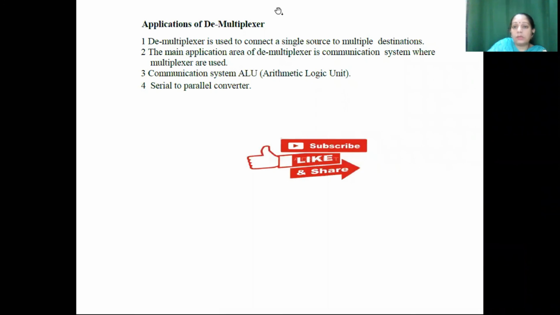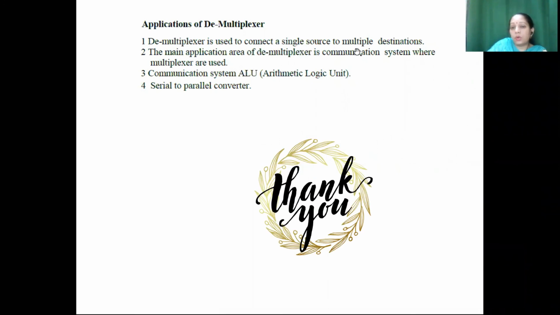Next, applications of the demultiplexer. Demultiplexer is used to connect a single source to multiple destinations. The main application area of demultiplexer is communication systems where multiplexers are used. Communication systems, ALU, that is arithmetic logical unit, and it is also used in serial to parallel converters.